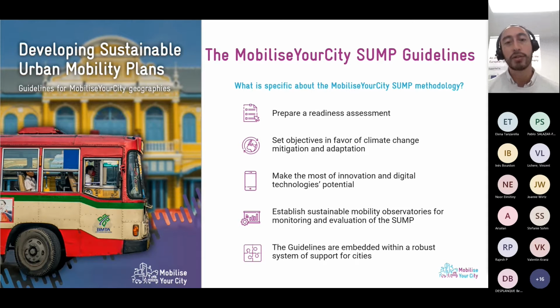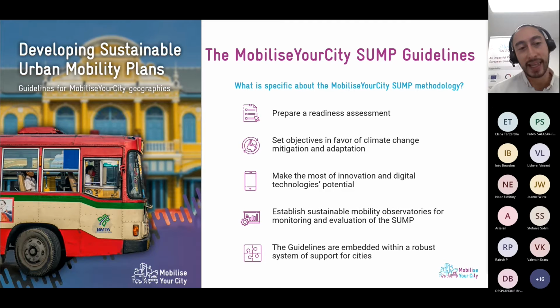We also establish sustainable mobility observatories for monitoring and evaluation of the plans, to make sure that the plans are not stored somewhere, but are actually being implemented. And then we try to track what's happening with these plans. The guidelines are embedded within a robust system of support for cities. So this is the methodology, the cornerstone of our methodological support.